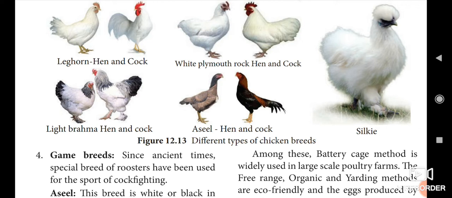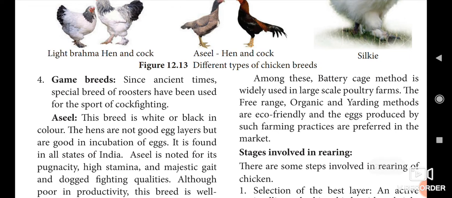What is meant by ornamental variety? Those that are reared as pets just for beauty are called ornamental type. So the Silky is the ornamental type. Next, this Aseel hen and Aseel cock is used as the game breed. Game breed means Sunday koli. Next we see about the game breed.